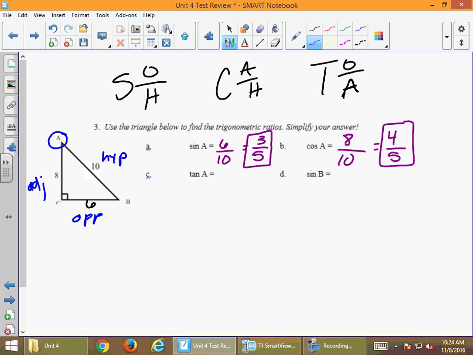Do the same thing for C. Tangent, TOA, it's what over what? Opposite over adjacent. What's our opposite? 6. What's our adjacent? 8. And what is 6 over 8 reduced down to? 3/4. So that is tangent.